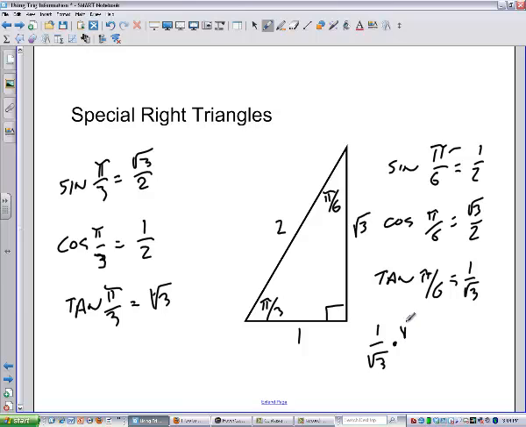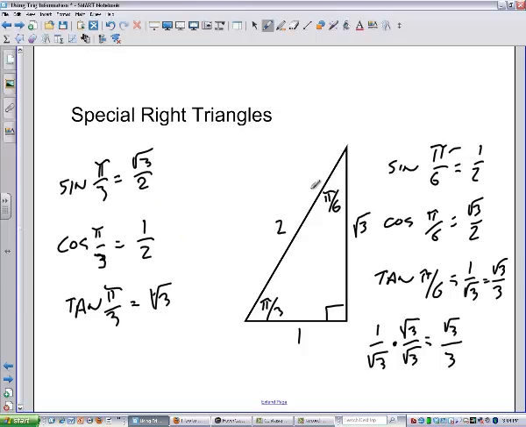So what we do is we multiply by 1. The way that we multiply by 1 in this case is the square root of 3 over the square root of 3, which is 1, right? And so we're left with the square root of 3 on the top, and on the bottom, the square root of 9, which is 3. So the tangent of pi over 6 is typically expressed as root 3 over 3.